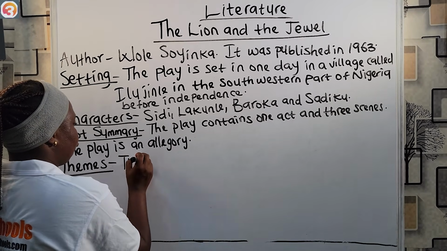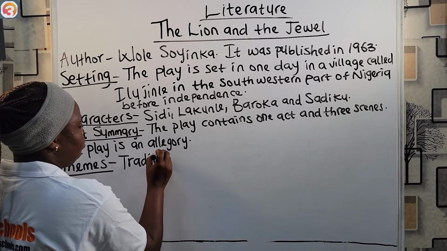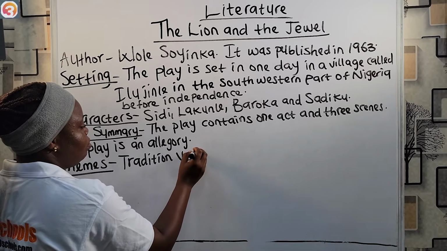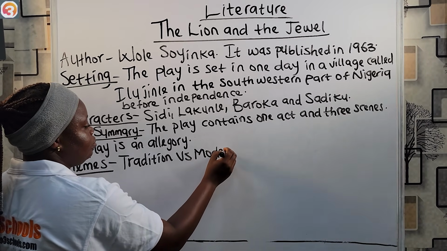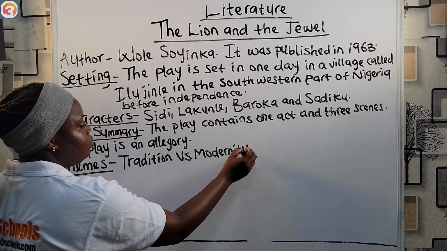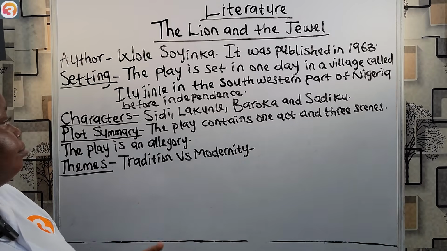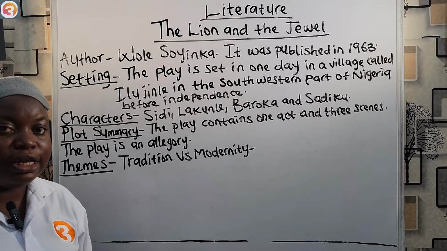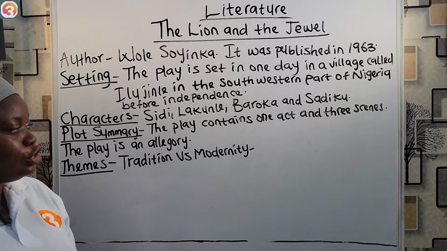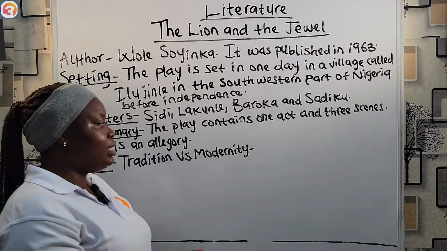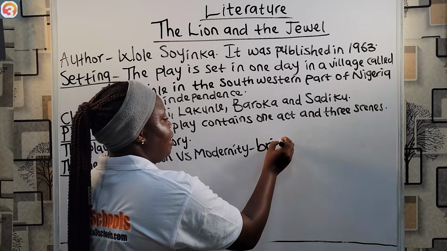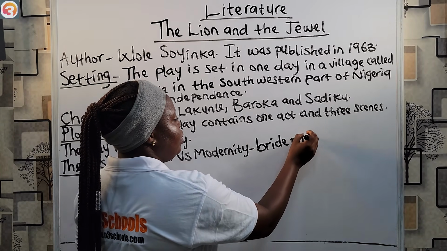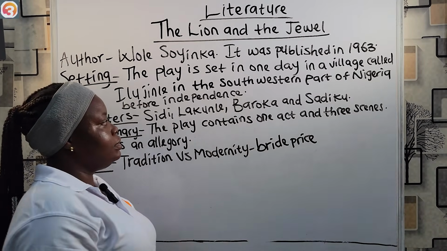Major theme is that of tradition versus modernity. The author tries to explore the theme of tradition versus modernity with the play The Lion and the Jewel. First off, we see that in the bride price saga between Lakunle and Sidi.